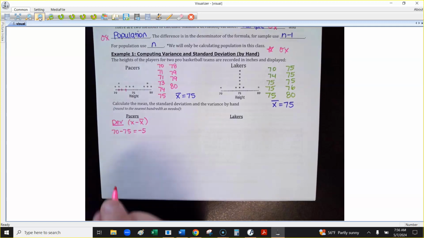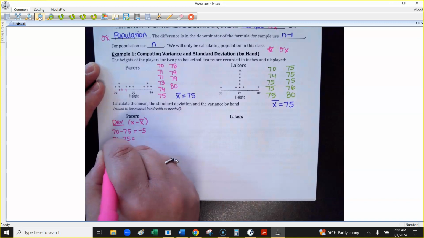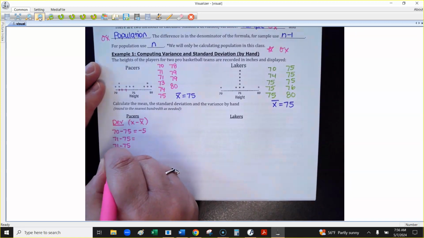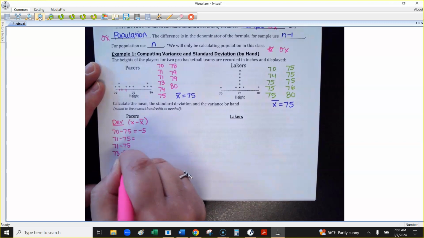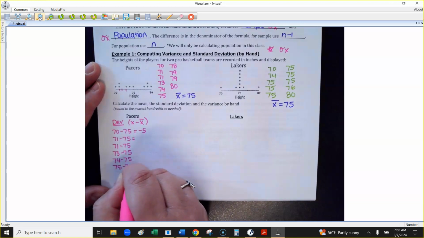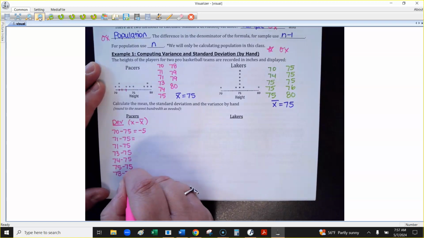All right, so for each one, I'm just subtracting the mean from the data value. I'm going to see if I can fit these all on here if I write small enough. So every single one, I'm just writing their height, and for every single person I'm subtracting 75 from their height.